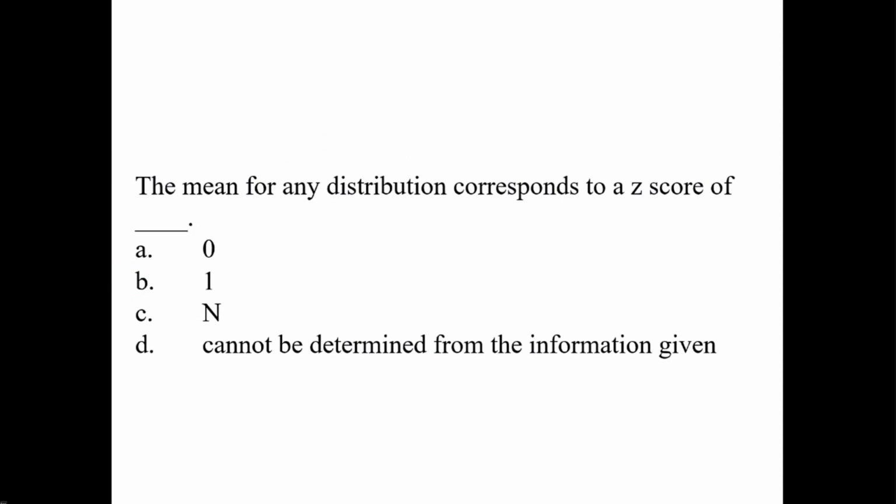All right, and then this one's kind of a simple question. The mean for any distribution corresponds to a Z-score of 0. So the mean is always at 0 on the Z-score.